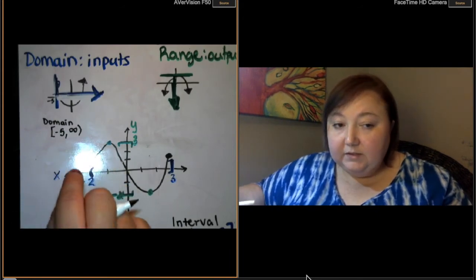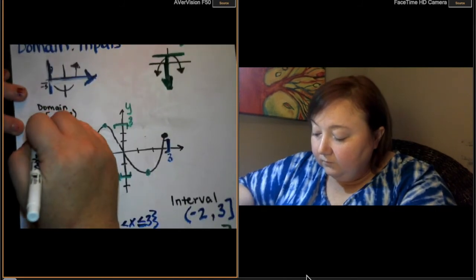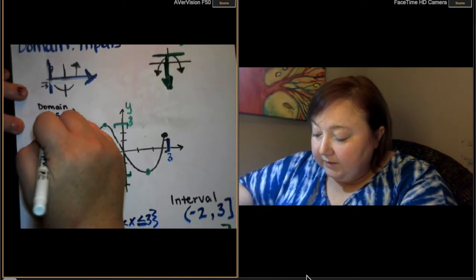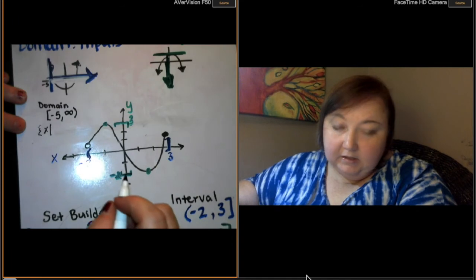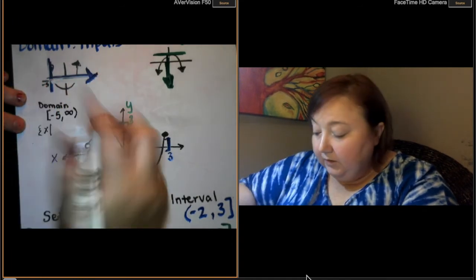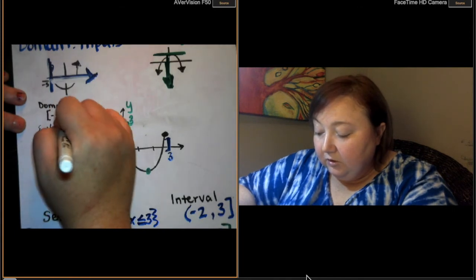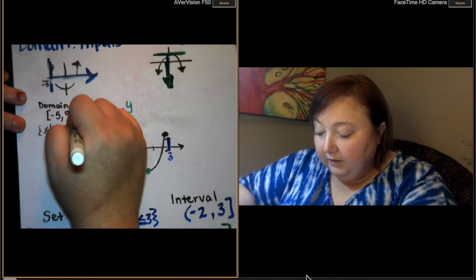Now if we were to say this in set builder notation, this is going to be the set of x values such that, and it's all the x values that are greater than or equal to -5. So we would say the set of x values such that x is greater than or equal to negative 5.